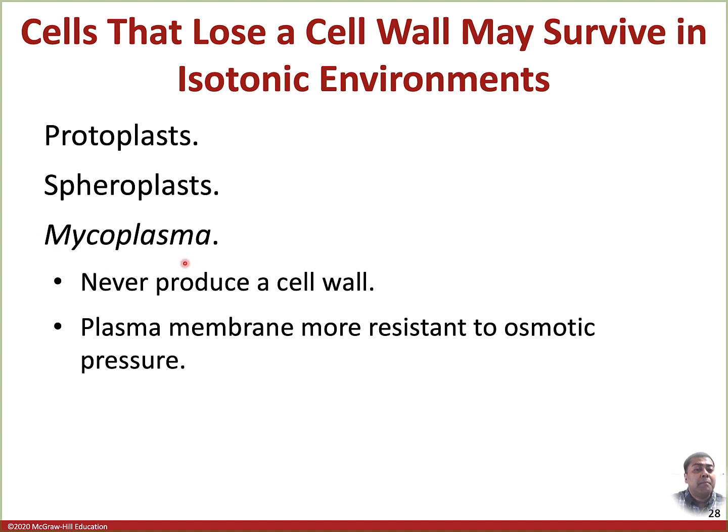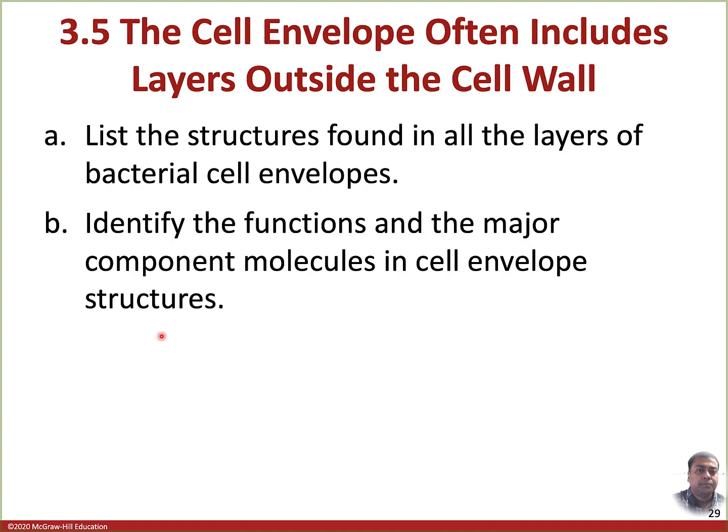On the other hand, Mycoplasma is a very unique type of bacteria, which is pleomorphic, and can have different shapes. The reason they are pleomorphic is that they never produce a cell wall. That's why they are pliable. The plasma membrane is more resistant to osmotic pressure in Mycoplasma, but they are not rigid, they are pliable and pleomorphic. Very, very small, about 0.3 micron in size.